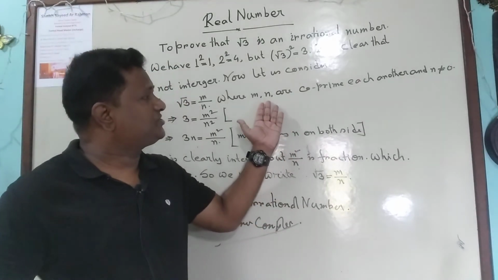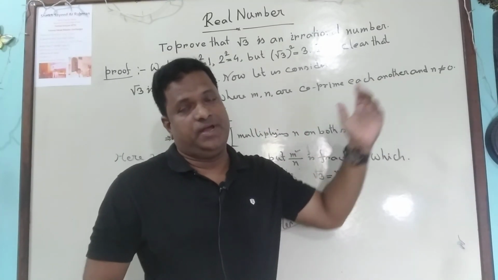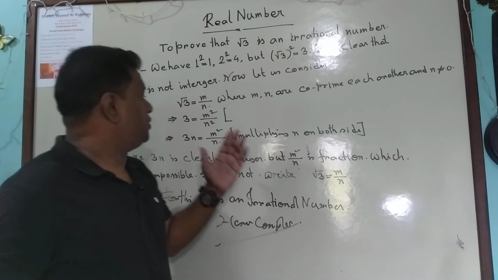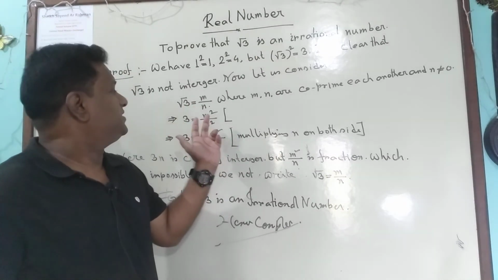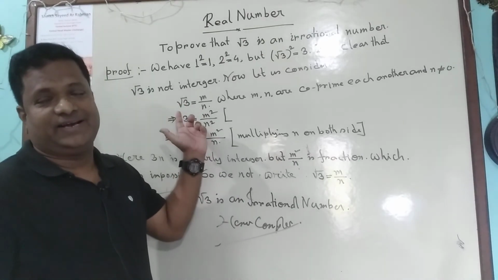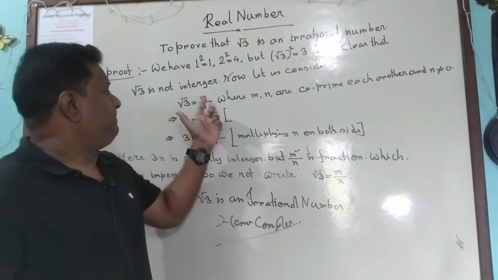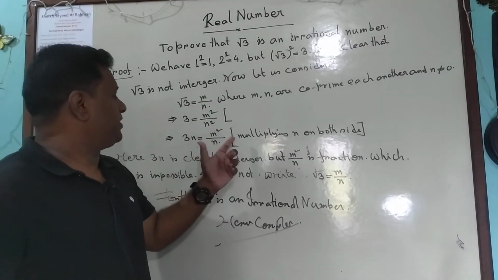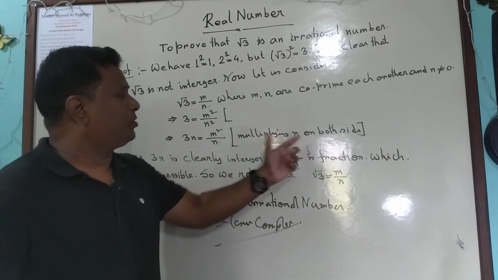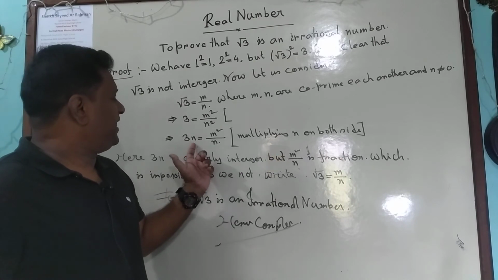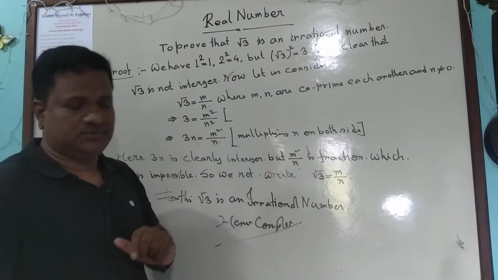Why is n not equal to 0? If n equals 0, it will be undefined. So root 3 equals m by n. Squaring both sides, 3 equals m square by n square. Now next step, multiply n on both sides: 3n equals m square by n.